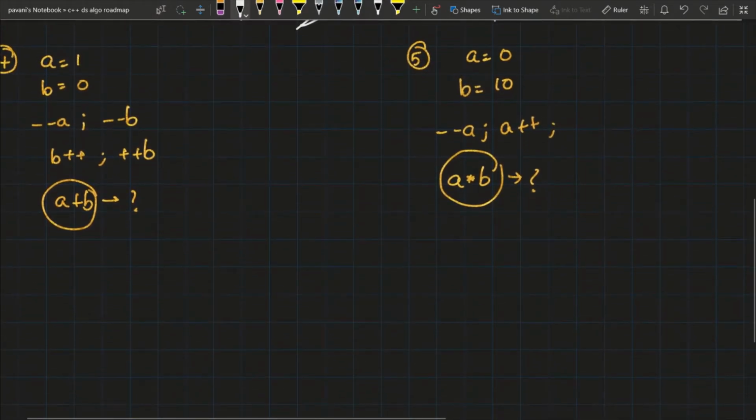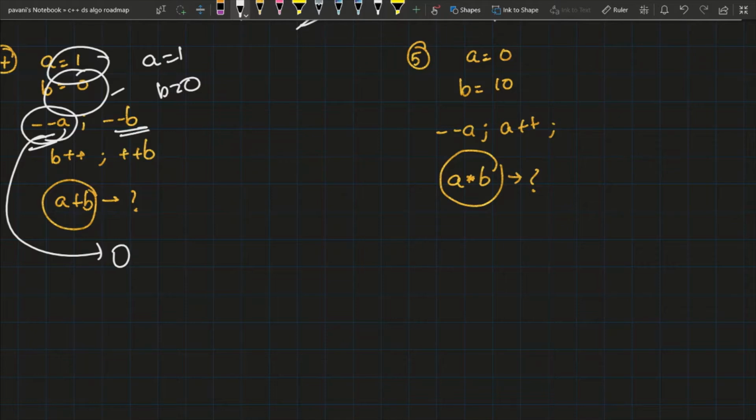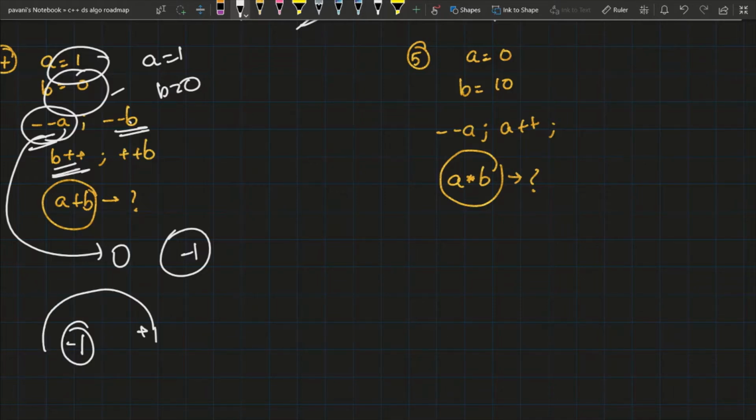Here in the fourth problem, the value of A is given as 1, B is 0, and --A, pre-decrementing A, so the value becomes 0 directly, and pre-decrementing B, the value becomes minus 1, and post-incrementing B, post-incrementing b, -1, plus 1 will be hanging around in here, and pre-incrementing b.